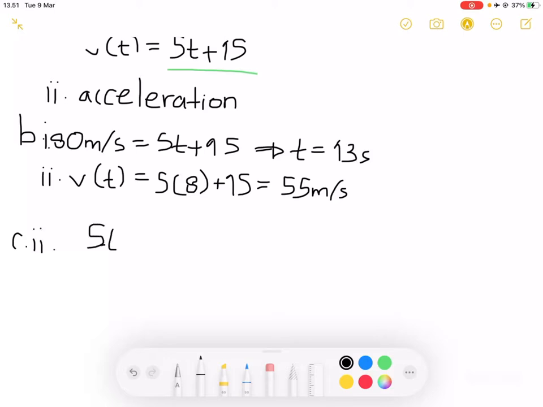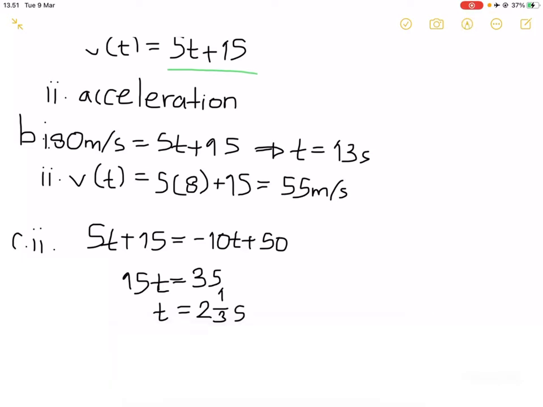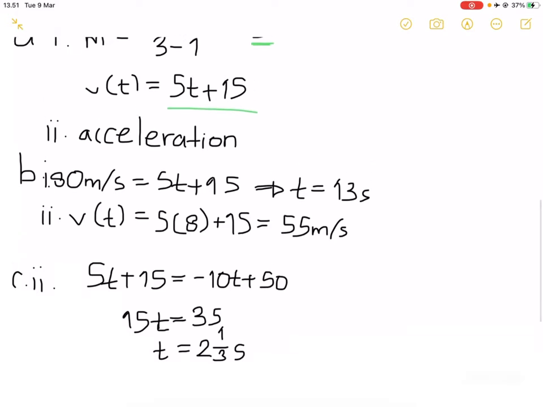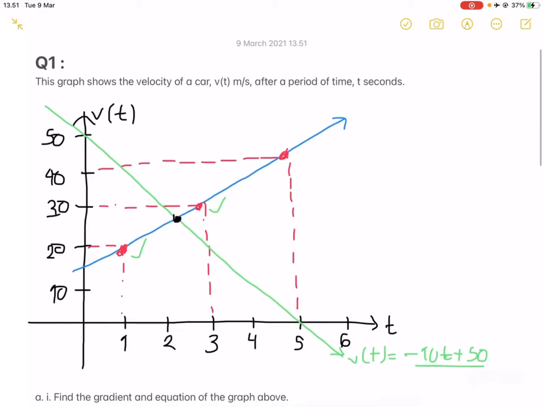So this will be 5t plus 15 is equal to negative 10t plus 50. And you get that t is equal to 2 and a third. Keep in mind the units of t is in seconds. So the time where the velocities of both vehicles are equal is when the time is at 2 and a third seconds. So that's for question 1. Let's jump into the second one.